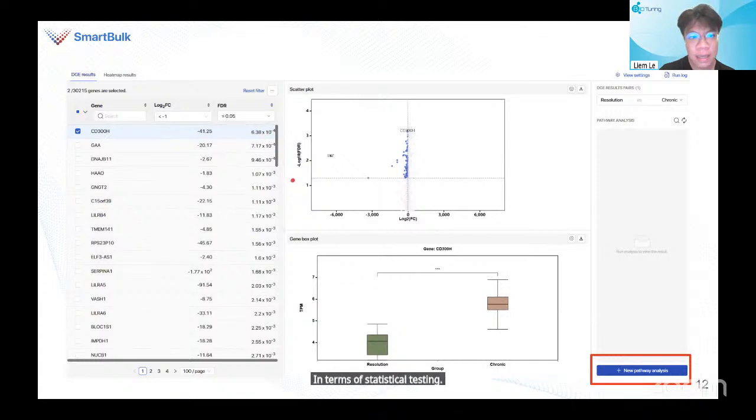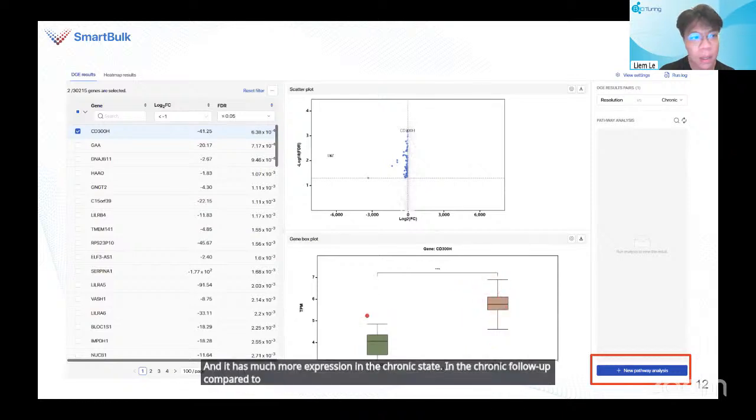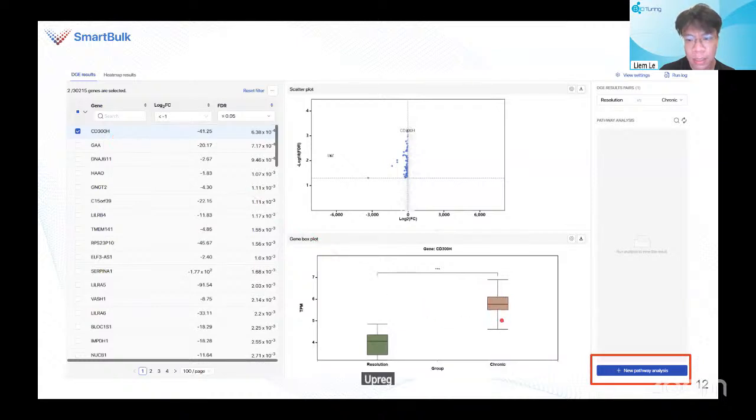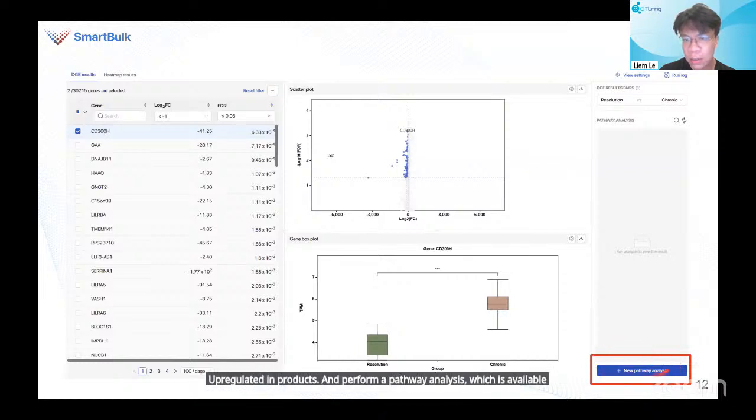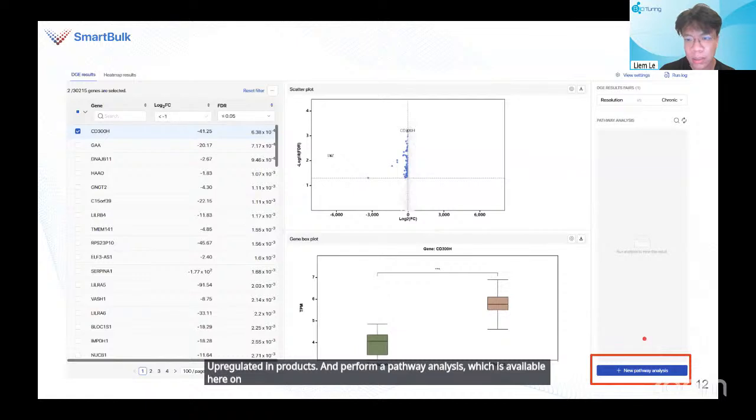So you can see that the gene CD300H here, when I select it, can be visualized in this position on the plot, and it has much more expression in the chronic follow-up compared to the resolution. But perhaps we don't want to assess individual genes. We want to select all the genes that are like CD300H, upregulated in chronics, and perform a pathway analysis, which is available here on SmartBot differential expression test.